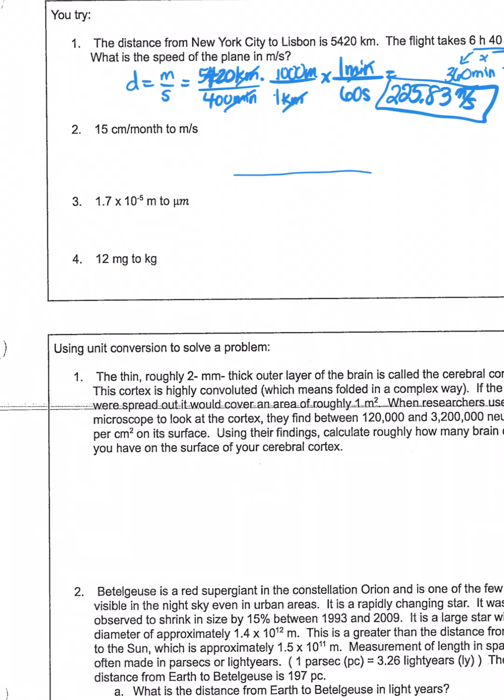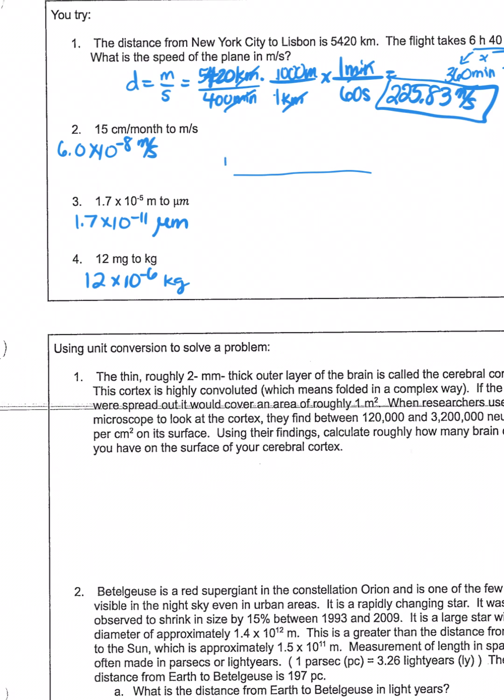All right, so hopefully you tried this, and you should have gotten 6.0 times 10 to the negative 8 meters per second, 1.7 times 10 to the negative 11 micrometers, and then 12 times 10 to the negative 6 kilograms. Now, you want to see an easy way to do this, at least for the metric system part of it, it's pretty simple. So let's do this one.